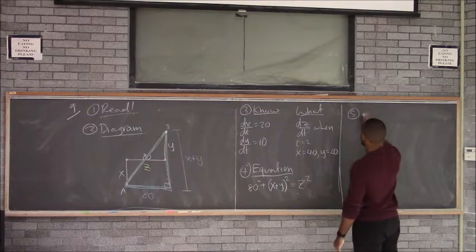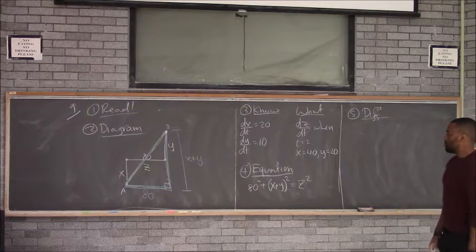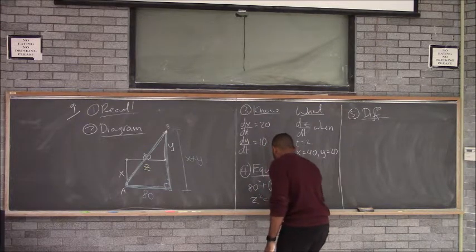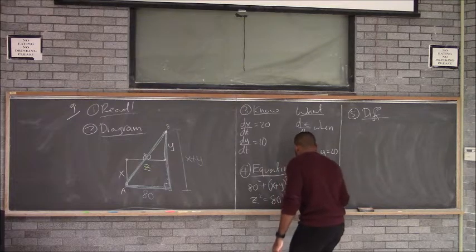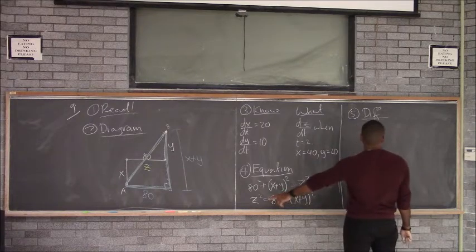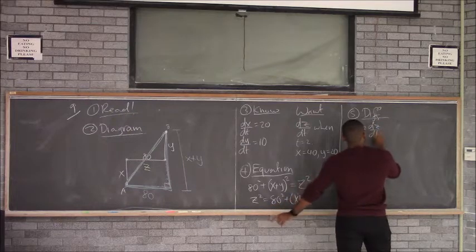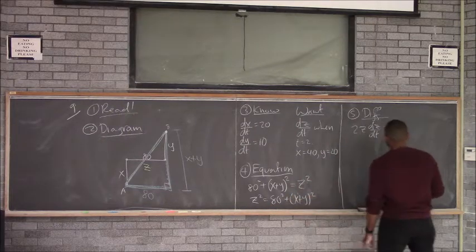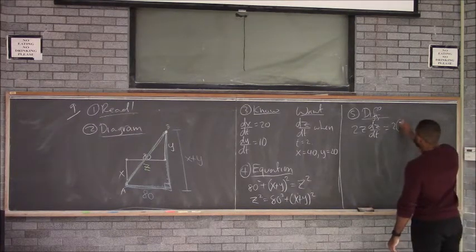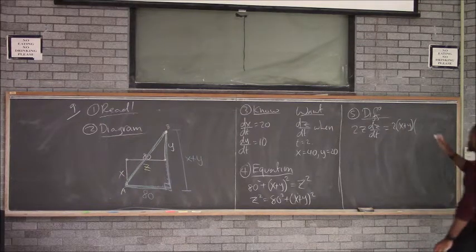In step 5, we are going to differentiate. It doesn't really matter, but let's turn this around to Z. Z squared equals 80 squared plus (x plus y) squared. Differentiate. Derivative of the left side: 2z dz/dt. Derivative of 80 squared? 0. Derivative of this? 2 times (x plus y) times (x prime plus y prime), dx/dt plus dy/dt.